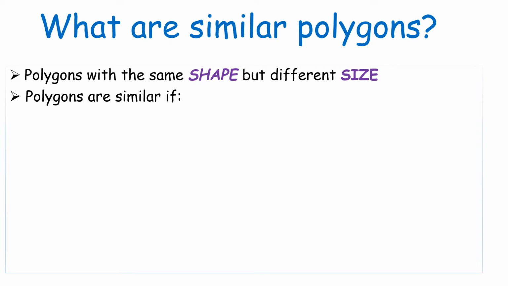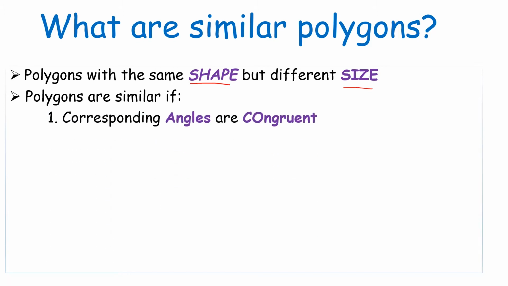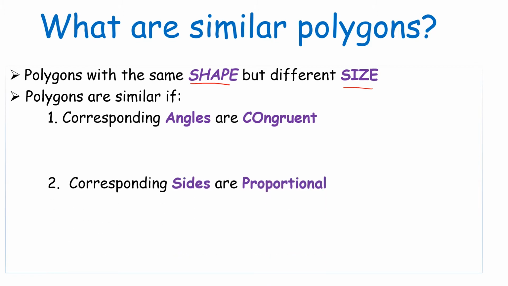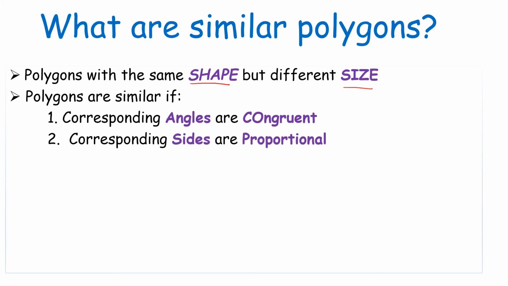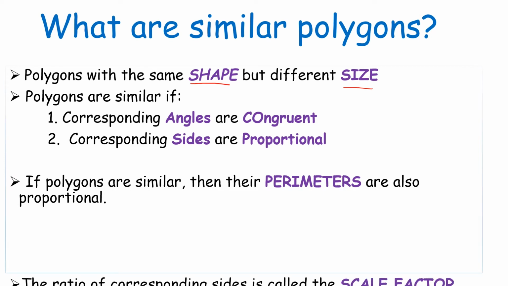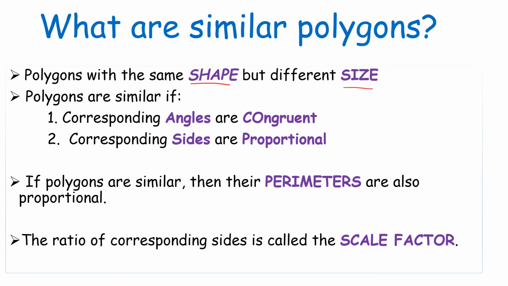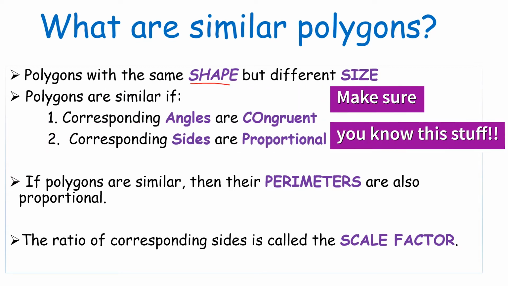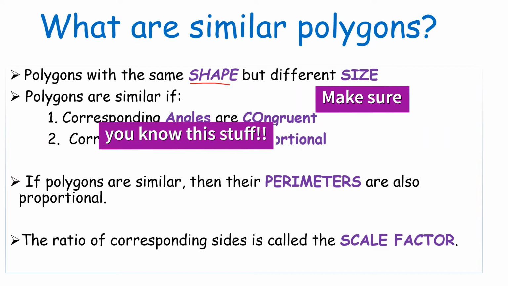Alright, so just to do an overview, what exactly are similar polygons? Well, they are polygons with the same shape but a different size. Polygons are similar if their corresponding angles are congruent, and also if their corresponding sides are proportional. If the polygons are similar, their perimeters are also proportional. The ratio of corresponding sides is called the scale factor. So that's an overview of similar polygons, and let's go ahead and get into the lesson.